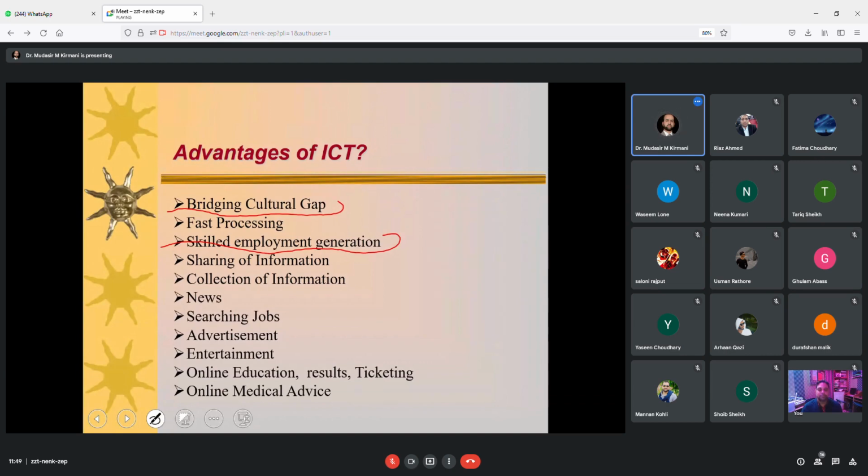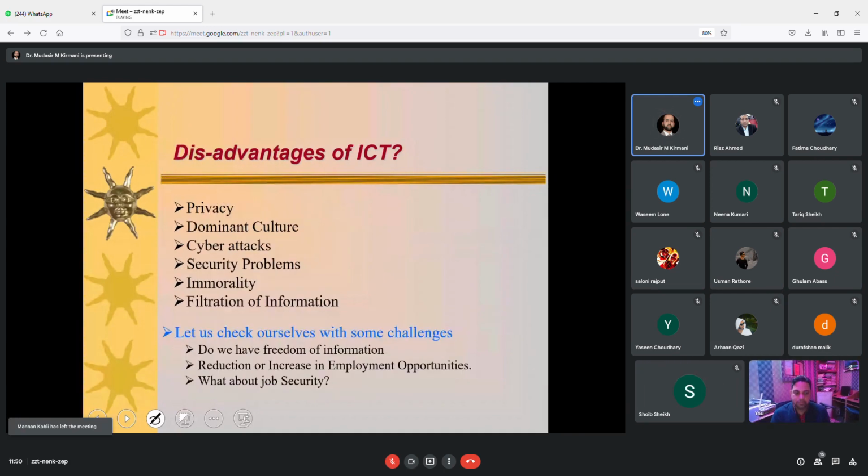Skilled employment generation: once you generate employment, it will always be in the form of skilled manpower. One who knows technology can get employed. One who doesn't know technology will not be appropriately employed. I will not say not employed, but not appropriately employed. And you need to keep on improving your skills. Then sharing of information becomes easy: news, searching jobs, advertisements, entertainment, online education, results, ticketing, online medical services or advice.